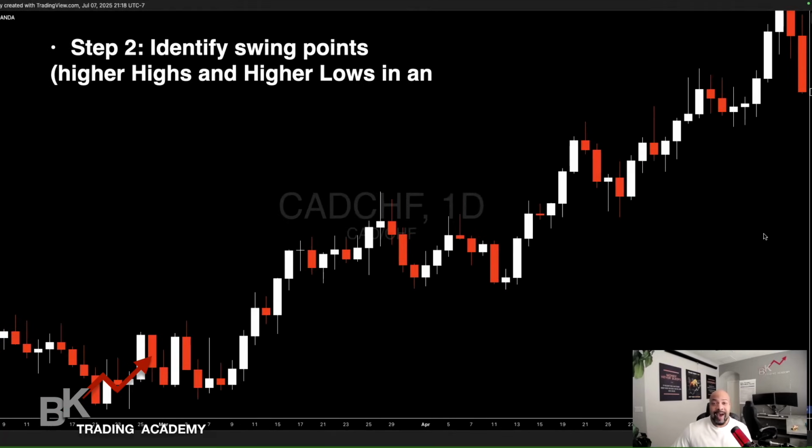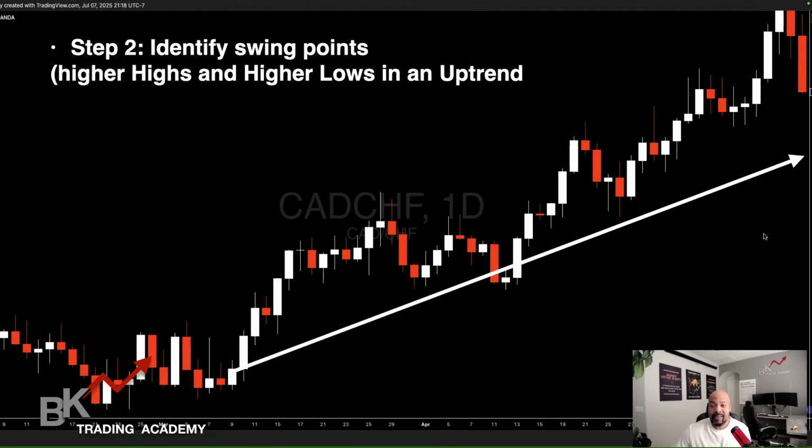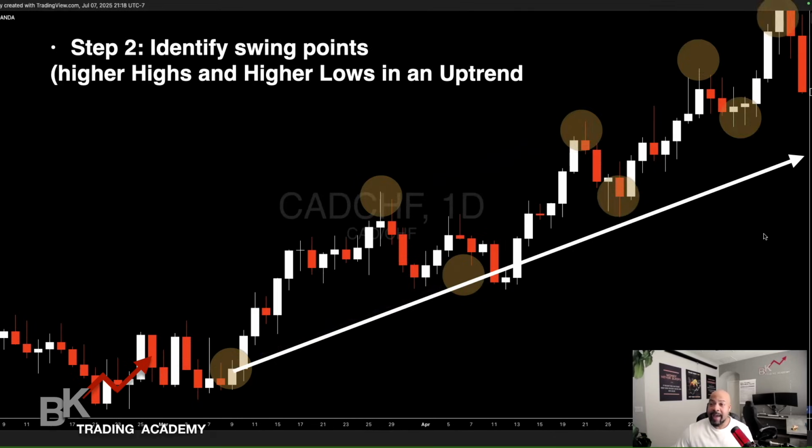Number two, we identify swing points, your higher highs and higher lows in an uptrend. All right, we see price rise up, and I'm going to show you these circles here. This is our low, our high, our higher low, and this is called a higher low because it's higher than this low. This is a higher high because it's higher than this high. And then we continue that sequence, higher low, higher high, higher low, higher high.